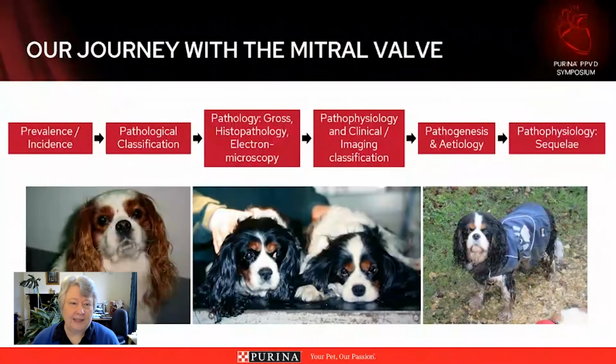So our journey this morning is to go through the various aspects of mitral valve disease. So we're going to talk about the prevalence or incidence, the pathological classification. We're going to review the pathology, and I'm grateful for images from pathology colleagues and people carrying out research in this area. And so we'll look at that. We're going to look at the pathophysiology of mitral valve disease and then the clinical or imaging classification. We'll then go back and have a little think about the pathogenesis and etiology of the condition. We'll think again about the pathophysiology as it progresses and some of the sequelae that we might see with end-stage mitral valve disease.